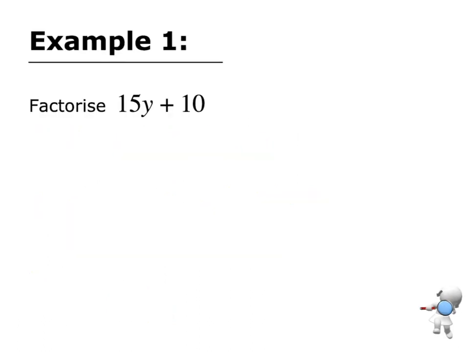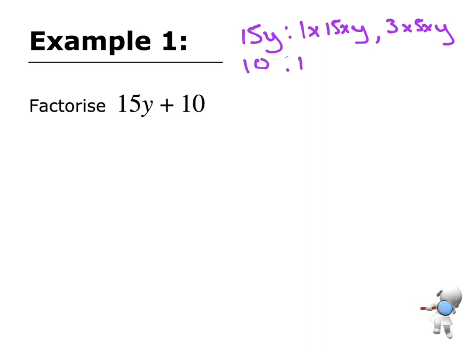So now let's extend that to doing this. So we know we've found the highest common factor, let's break that down again. Right, so 15y, read the question. We can do 1 times 15 times y. We can do 3 times 5 times y. Now look at the number 10 and say, right, to get to the 10 I can do 1 times 10, or I can do 2 times 5.